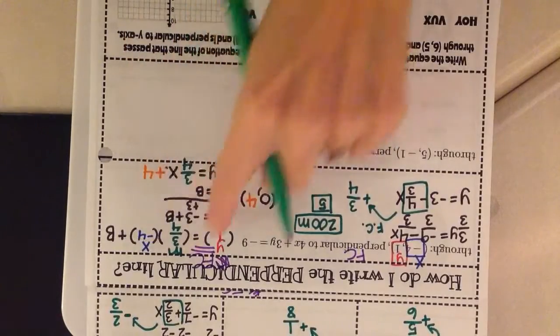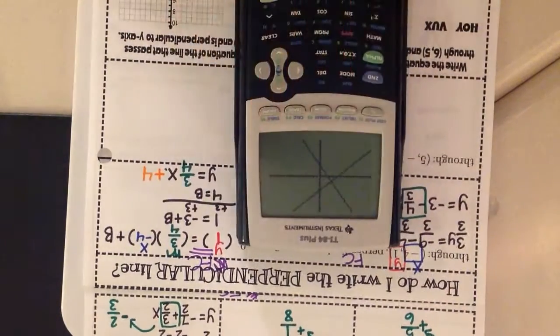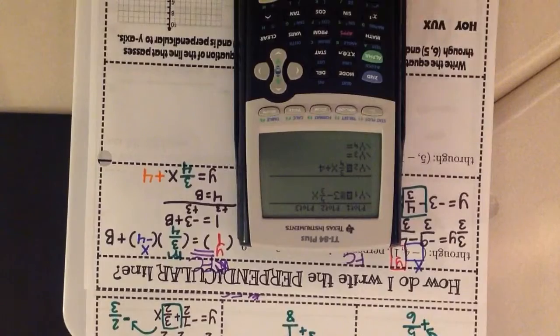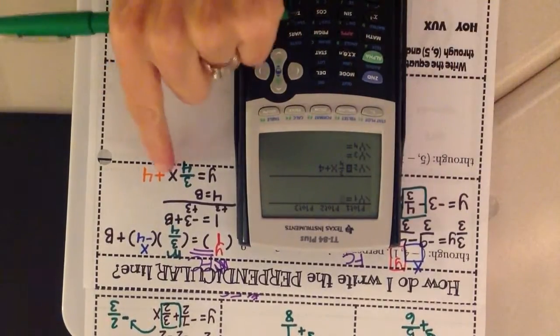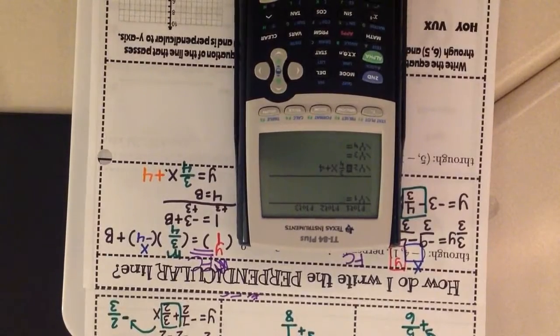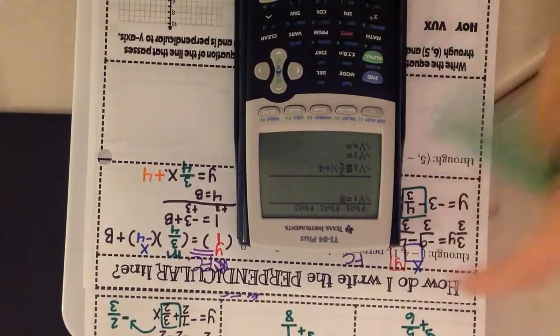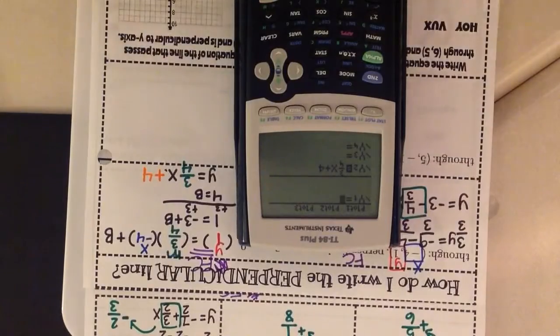I want to check to see if the math I did on my y-intercept is correct. So here's where I go. I go back to y equals, and I'm going to erase the other equation. I want my final answer equation to be the only equation in y equals. And now I'm going to use my point to check that my y-intercept is correct.